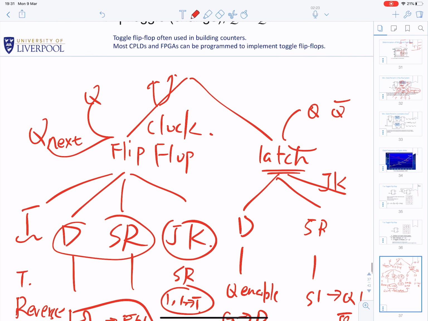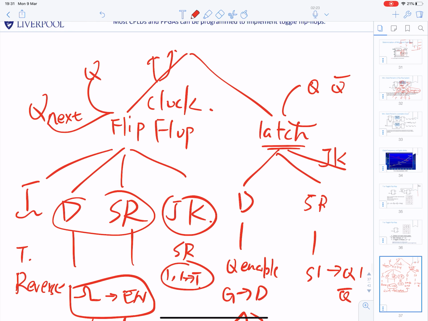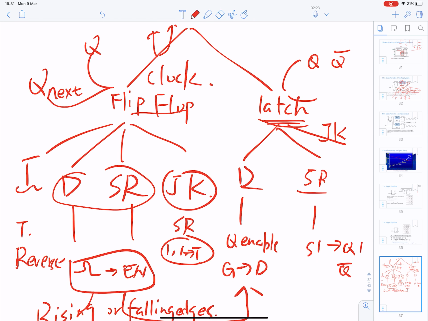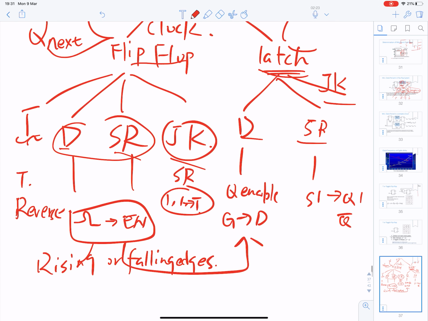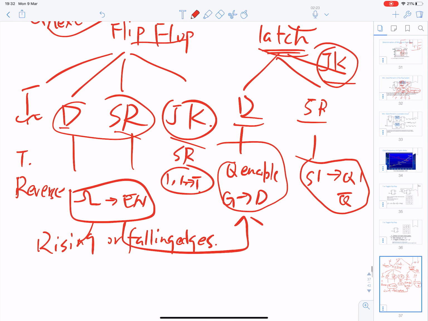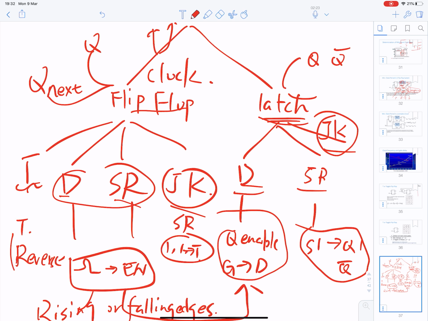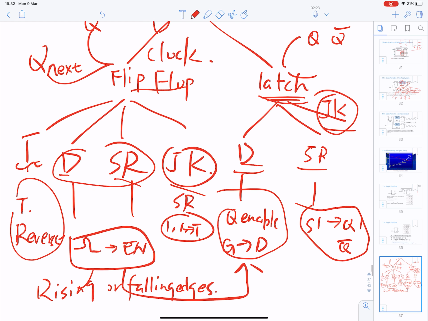In conclusion, there are going to be flip flops and latches. For latches, we have D latch, SR latch, JK latch. For flip flops, we have T flip flop, D flip flop, SR flip flop, and JK flip flop. So the D flip flop is Q enabled by G is D, and in SR, S comes to set, and JK we are not talking about here, and the T is just the reverse of the D.